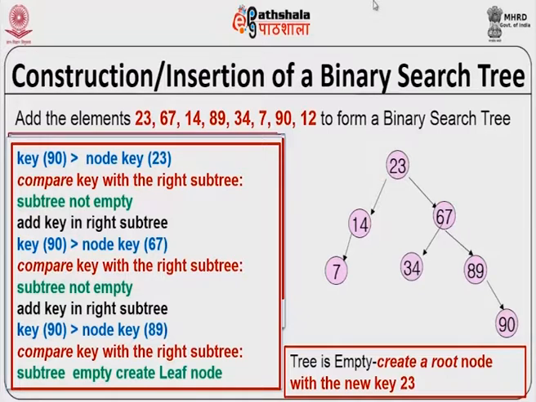So, you compare 90 with 89, you find that it is greater. So, you go to the right subtree. Now, the right subtree is empty. So, you have found the parent as 89. So, you add 90 as the right child of the parent 89. So, you have come up to 89.